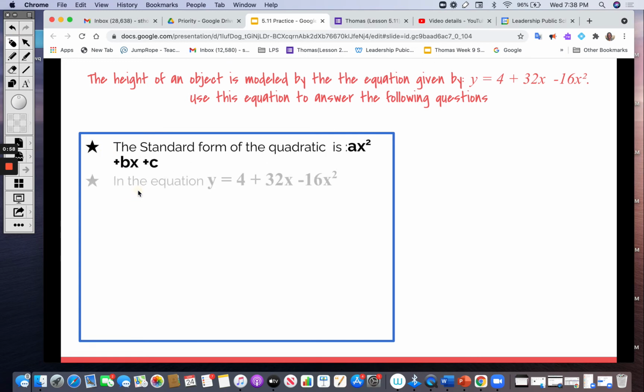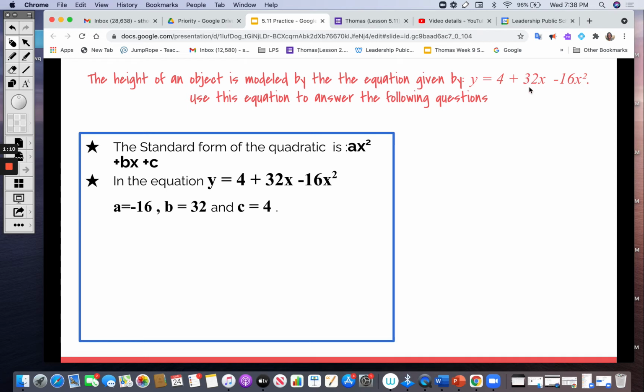In this particular equation, what do we know? We know that the a is negative 16. How do we know it's negative 16? The a term is always attached to the square term in our equation. The b is always a term that's attached to the x, so it's linear, so that's 32. And the c is always a number that's by itself. So in this case, c is 4, b is 32.